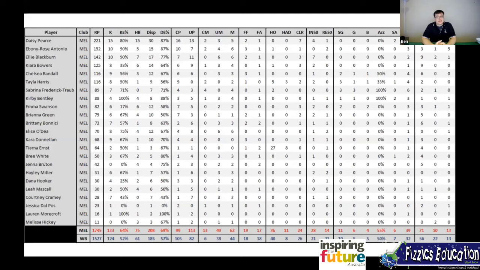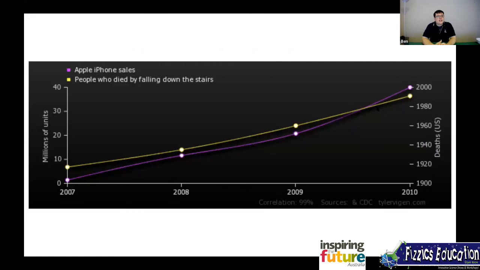So if I show the next slide, you can see this graph. And you can see the purple line is how many iPhones got bought in America. And the yellow line is how many people died from falling down the stairs in America. And it looks like they correlate. It looks like when one goes up, the other one goes up. It looks like the more iPhones you buy, the more likely you are to fall down the stairs. Which to me doesn't make a lot of sense.